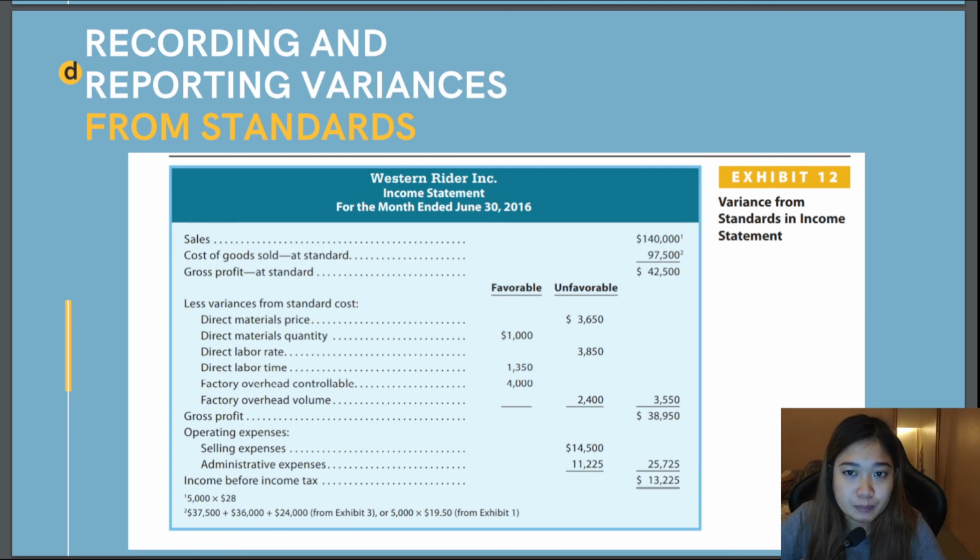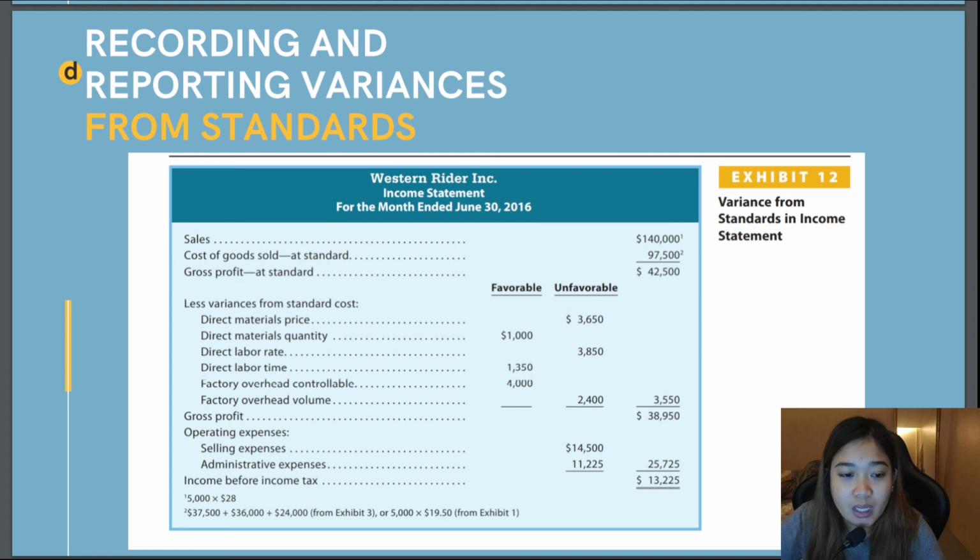So we have here another exhibit, which again is Western Rider income statement for the month ended June 30, 2016. The income statement shown in Exhibit 12 is for internal use by management. That is, variances are not reported to external users. Thus, the variances shown in Exhibit 12 must be transferred to other accounts in preparing an income statement for external users.